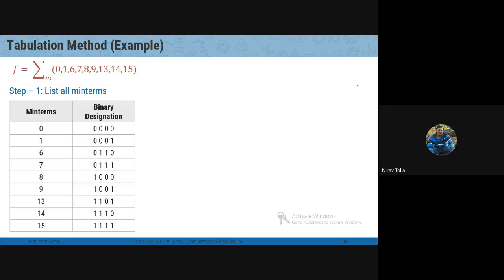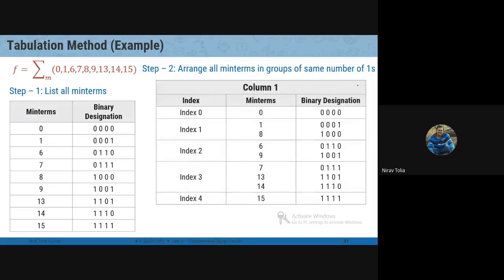Because in 0 the number of 1s is 0. Index 0 means the number of ones is 0. Index 1 means the number of ones is 1. Index 2 means the number of 1s in the binary representation is 2. Index 3 means the number of 1s is 3. So let's start and arrange all the min terms in groups of the same number of ones. Index 0 means the number of 1s is 0, so the min term is 0, no 1.